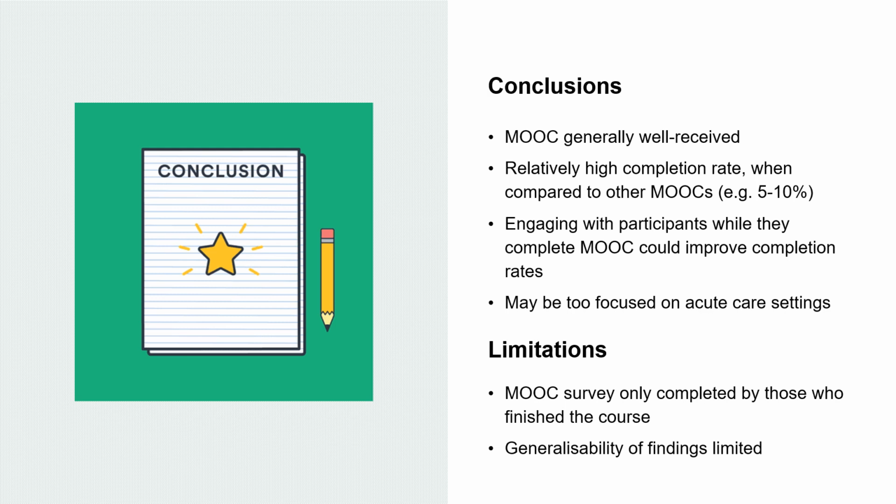A couple of limitations of our survey data were that it was only completed by those who actually finished the course. So there's a chance that there were some participants who got halfway through the course and didn't like it for whatever reason and left, and we don't have the ability to know what could have been improved about the course from those particular participants. There's also a question around the generalisability of the findings, given that such a high proportion of the respondents were identified as female and from Australia.